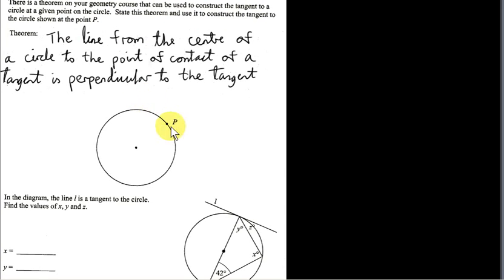A tangent to a circle is a straight line that touches the circle at just one point on the circle. So this straight line just intersects the circle at this one point called P.